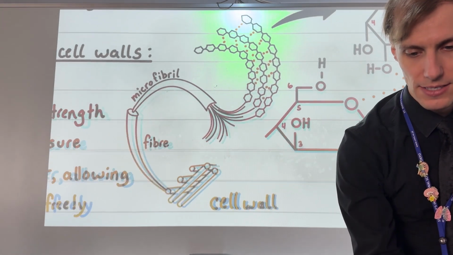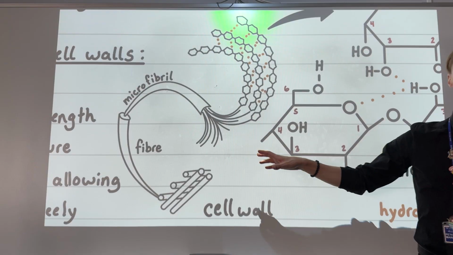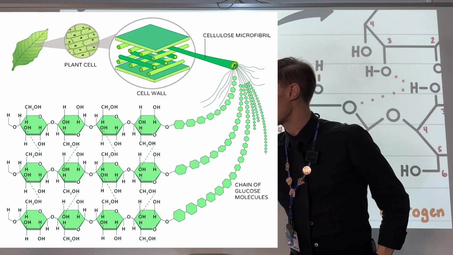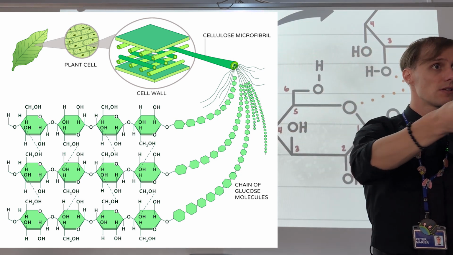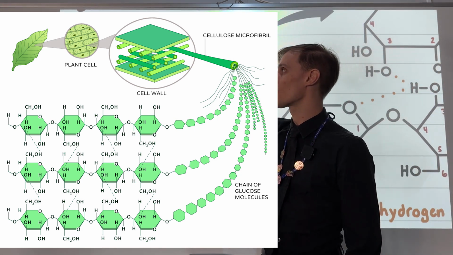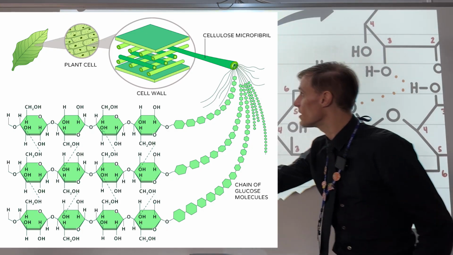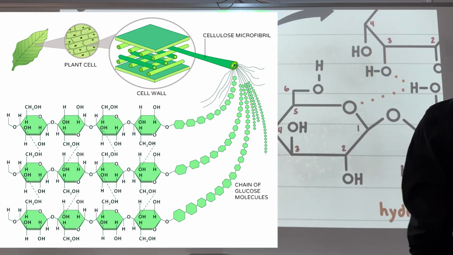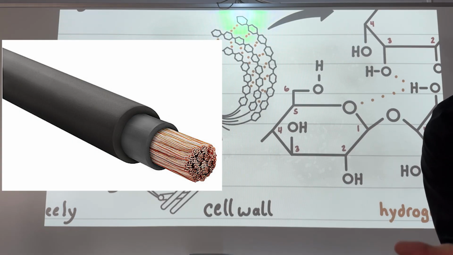And in fact, take a look at how this structure is actually found. If you take a cell wall, they're arranged in fibers, and then each of these fibers are composed of many microfibrils, and each of these are these polysaccharide lines. What kind of structure does this remind you of? A wire or a cable?